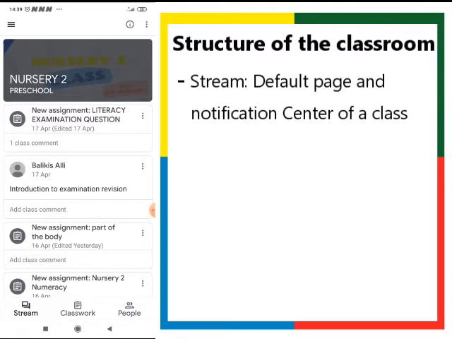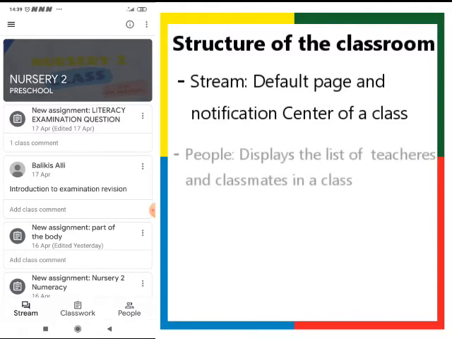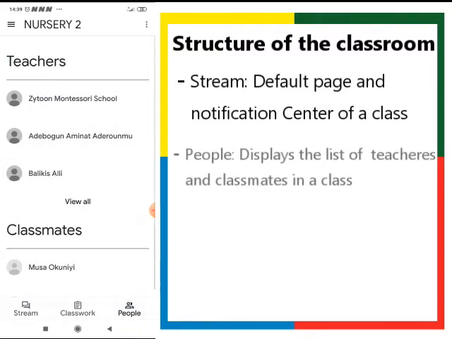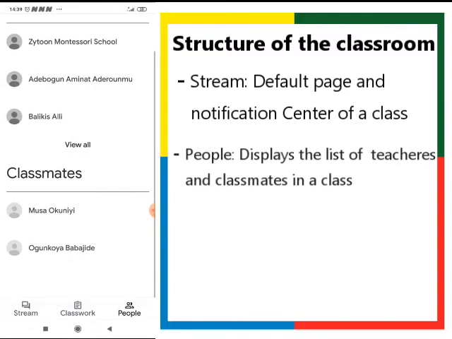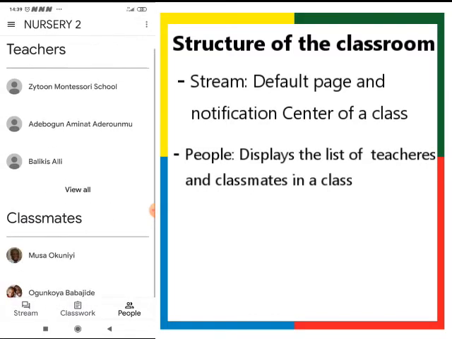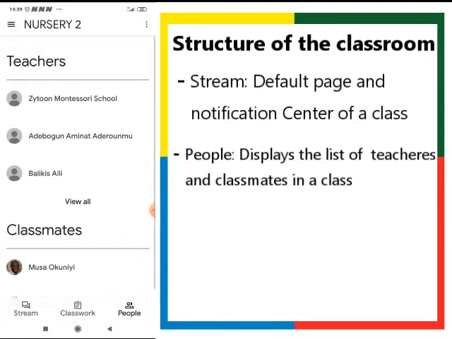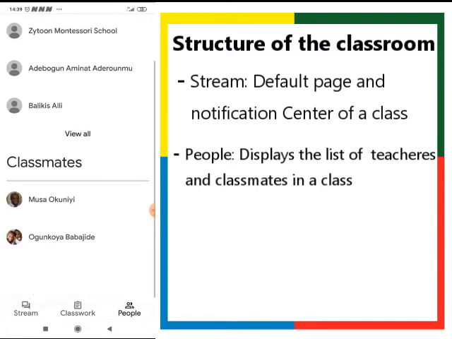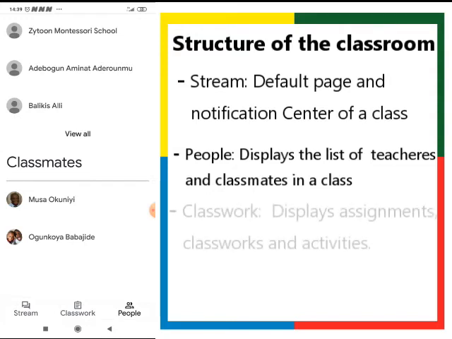At the direct opposite corner, which is the bottom right corner, is the menu labeled People. People is where the list of teachers in a class and other classmates can be found. Here, I can see the list of my teachers and the list of my child's classmates. In between these two menus is Classwork.